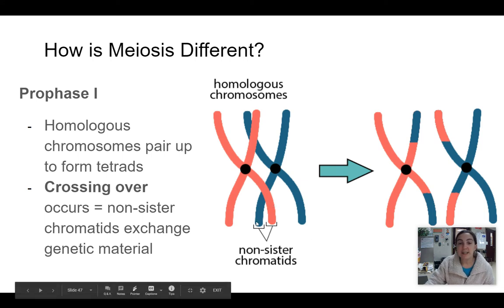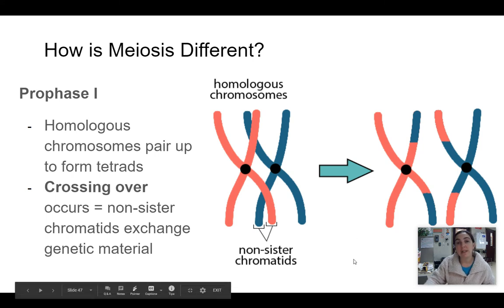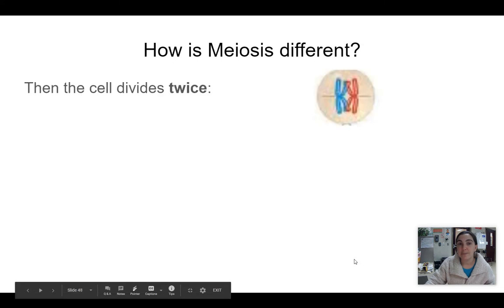The non-sister chromatids, so one from the pink and one from the blue in this picture, actually twist up and exchange some genetic information. You can see in the picture at the right, they have actually swapped some of the DNA between the chromatids in that tetrad. You'll see why that's really important in just a minute as we look at what happens to these tetrads as they go through the rest of the process of meiosis.